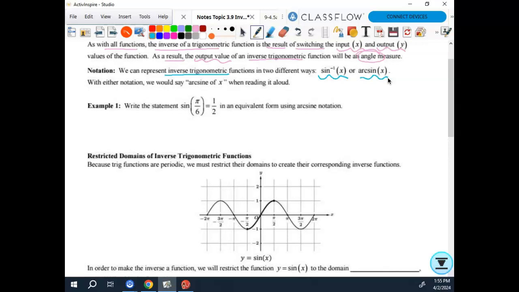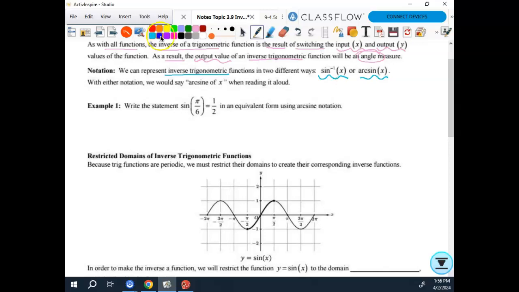You can say them both as arc sine of x. You could also say that this is sine inverse or inverse sine. This looks like sine to the negative 1 power. If you were describing to someone how to write it down, that's how you could describe it. It is totally not sine to the negative 1 power.